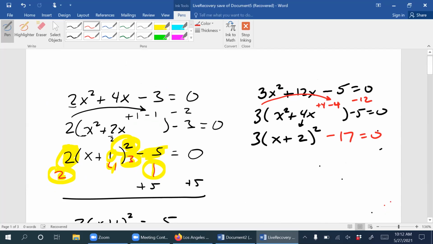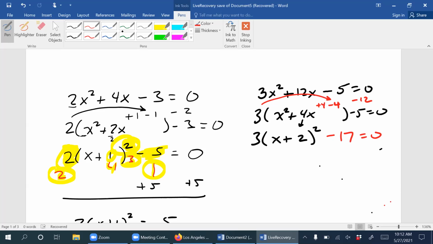Now, here's the part that we have to strategize. Like any video game, we have a plan, and we have to execute the plan in the right order. If not, we're not going to pass. So what number do you get rid of first? The 3, the 2, the squared, or the 17? We've been working on the stuff that's farthest away. We get rid of the 17 first.